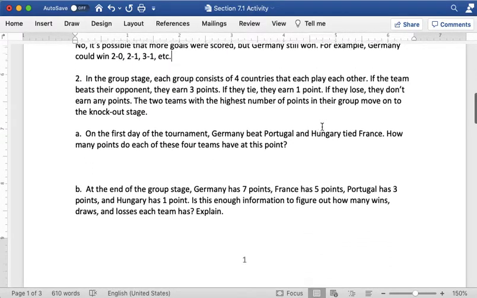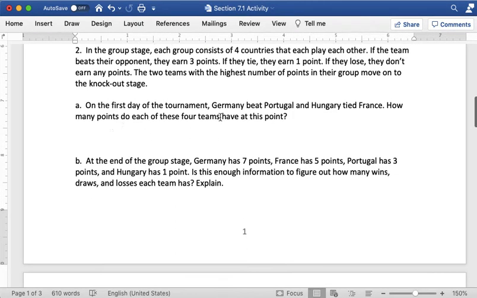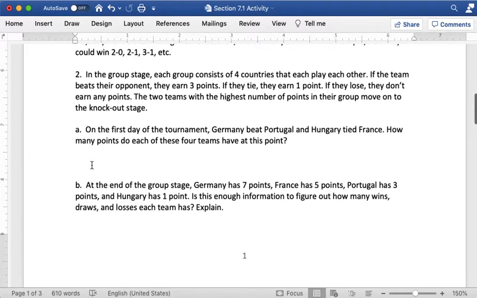Question 2. In the group stage, each group consists of 4 countries that play each other. If the team beats their opponent, they earn 3 points. A tie is 1 point, or a draw, and if they lose, they don't earn any points. The 2 teams with the highest number of points in their group move on to the knockout stage. On the first day of the tournament, Germany beat Portugal and Hungary tied France. How many points do each of these 4 teams have at this point?